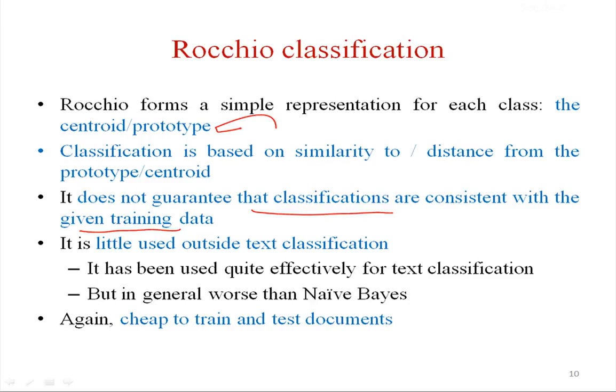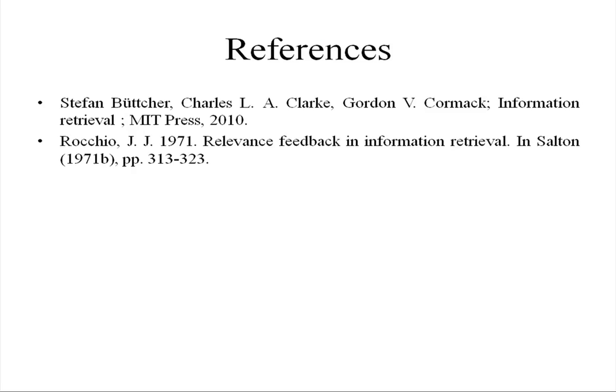It is little used outside text classification. It has been quite effective for text classification, but generally worse than naive Bayes classification. But the main thing is it is very cheap to train on text documents. For example, we just need to calculate the centroid of documents, and that is very simple. That's why the training phase is very simple, and we can easily classify the documents. Thanks.